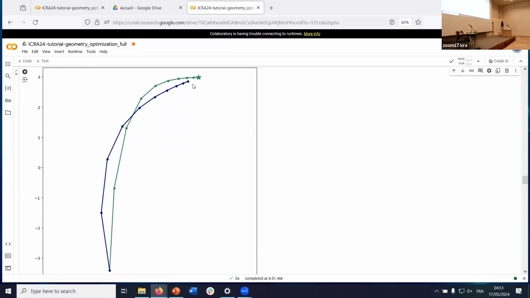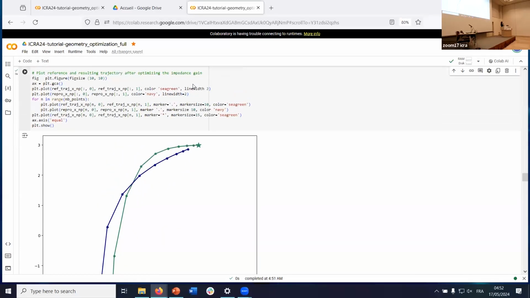Yes? I'm sorry, but if there's a ground truth, why can't you exactly capture that? Why can't you get the exact same? Yes. So there are two reasons. The first one is because I'm using a simple gradient descent. So it's not the best algorithm. You could use something a little bit more powerful.